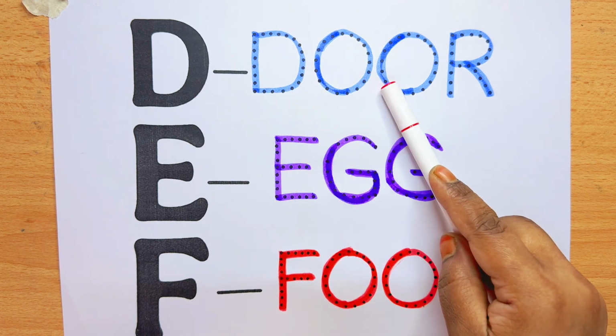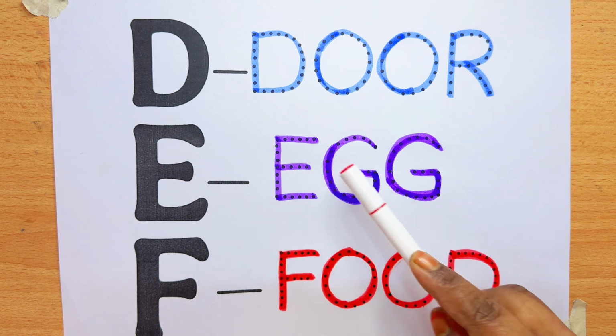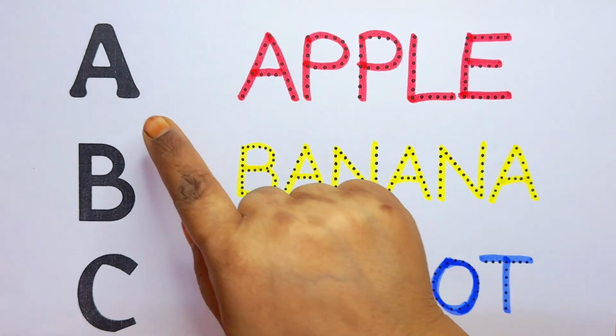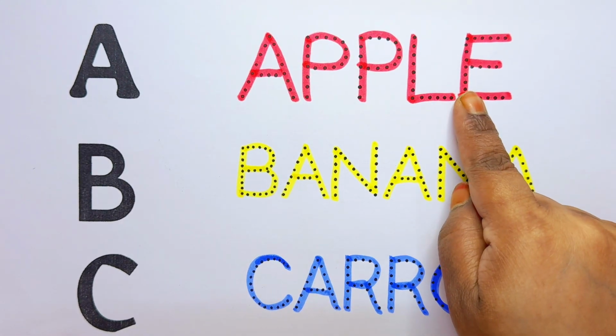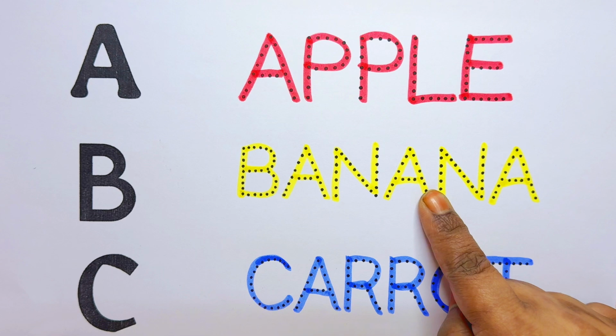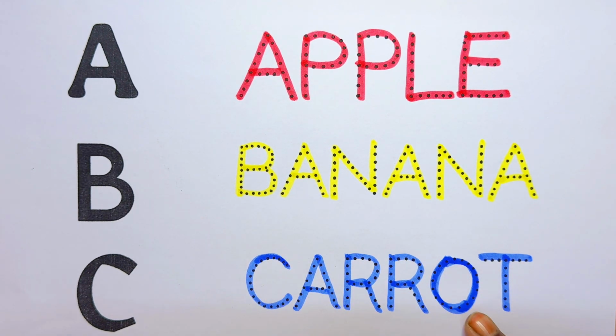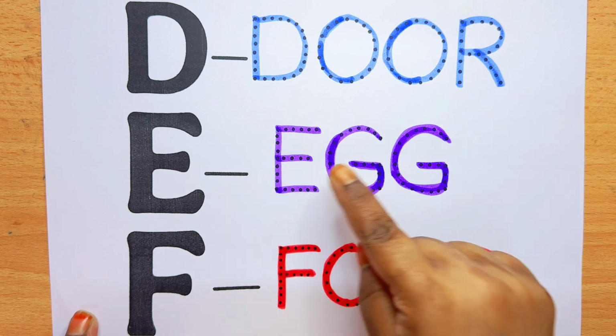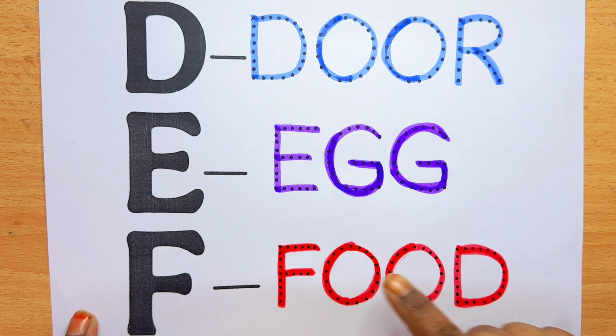D for door. E for egg. F for food. Let's revise. A for apple. B for banana. C for carrot. D for door. E for egg. F for food.